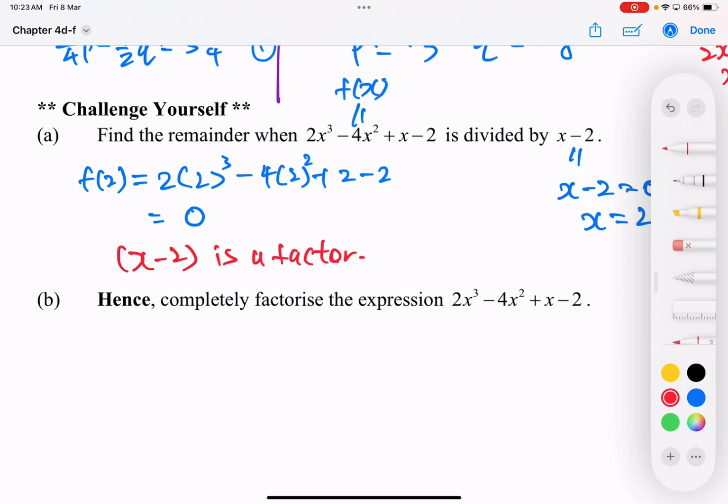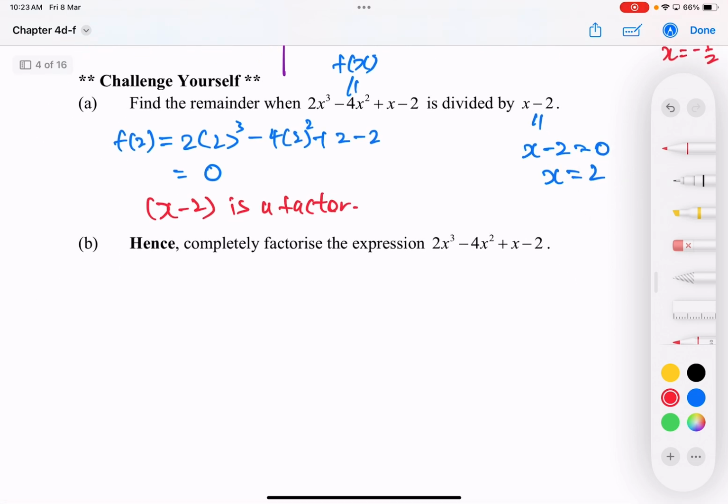Calm down. So when you see that x minus 2 is a factor, the next part, hence, completely factorize the expression. How are you going to completely factorize the expression? There are 2 ways to do it. I wouldn't really say whether one method is easier than the other, but I will show you the first method, and then I'll show you the second method.